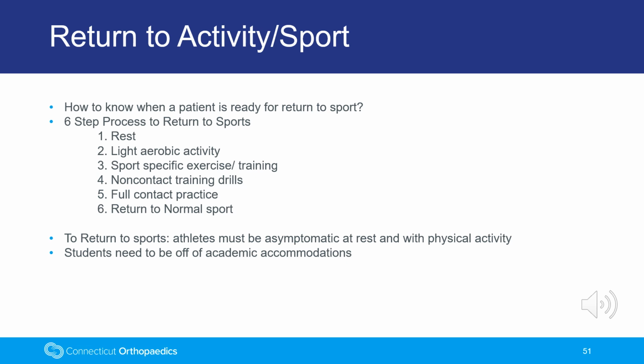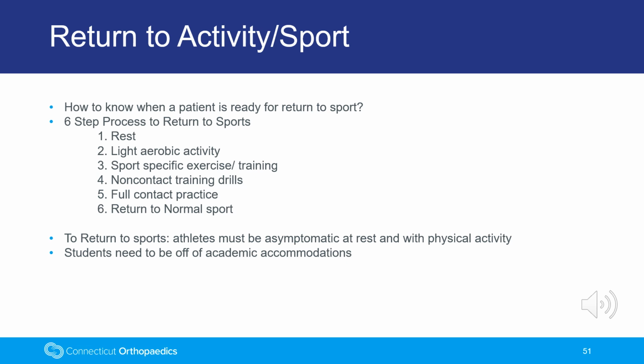This 6-step process can occur over weeks or months based on the severity of symptoms and sport demands, but they must complete each section without symptoms before moving on to the next. If symptoms do arise during any of the sections and steps, then they are required to return to the previous step where they did not have any symptoms and cannot move forward until they remain asymptomatic. Students must also be off all academic accommodations before being allowed to return to full activity.